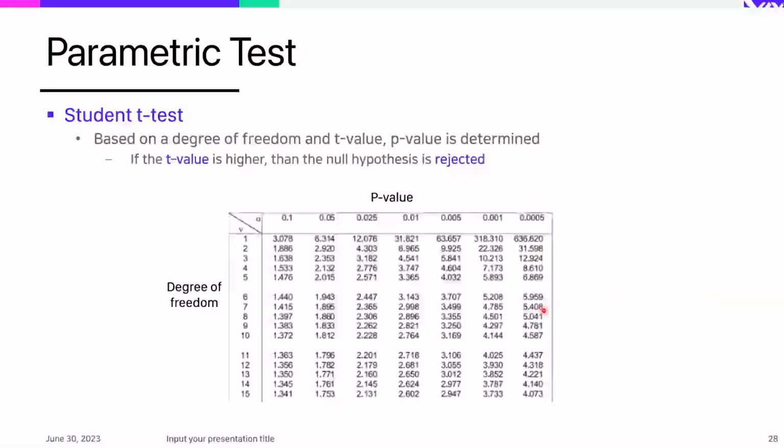So once you find the t-value, you can find a p-value based on the degree of freedom. Let's say the degree of freedom is around 15, and we want to look for the p-value 0.05. If you end up getting a t-value higher than 1.753, then you can say that the p-value is below 0.05 and that the null hypothesis can be rejected.